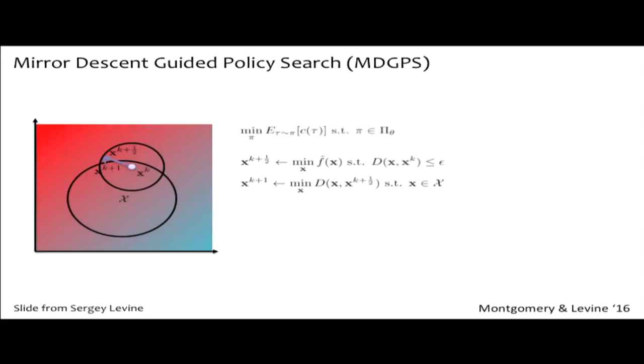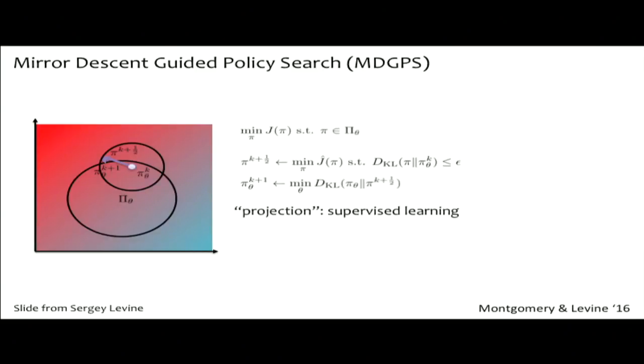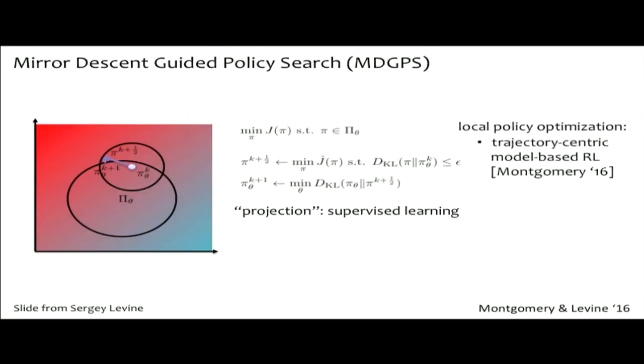And so in reinforcement learning, what this looks like is our objective is to minimize cost. The first step we're going to do is try to optimize our policy such that we're within a KL constraint of our old policy. And then we're going to project that policy back onto the space in which our parameters can represent. The projection is done just with supervised learning. And the local policy optimization can be done with trajectory-centric model-based RL or with path integrals, which I won't cover today.